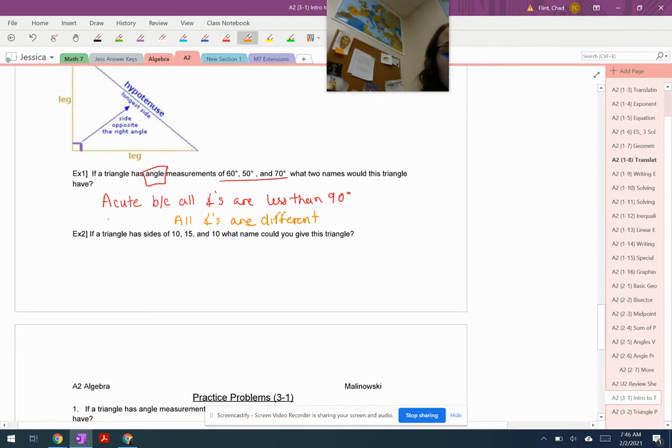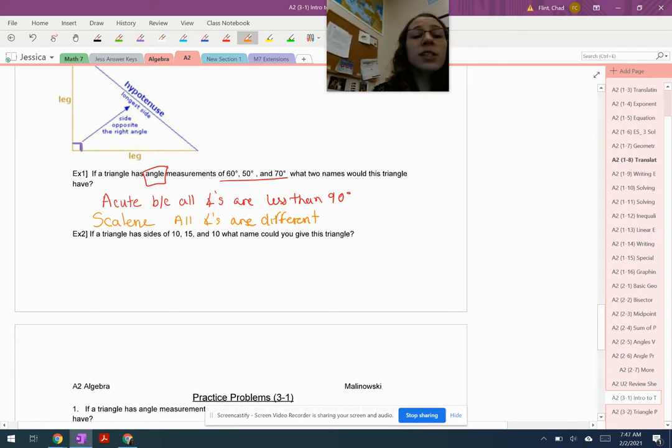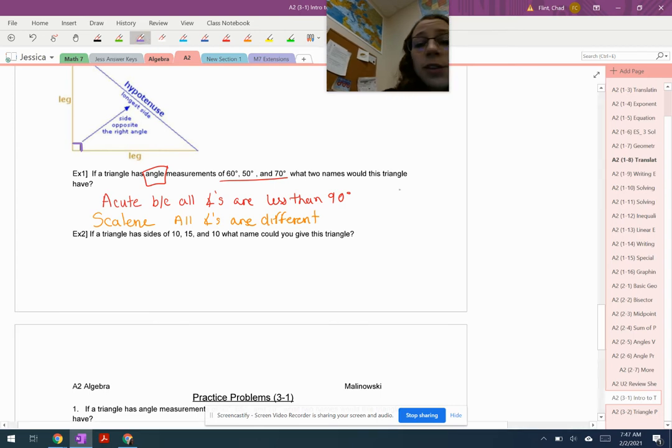So, scalene. So this is a scalene acute triangle. So final answer, a scalene acute triangle.